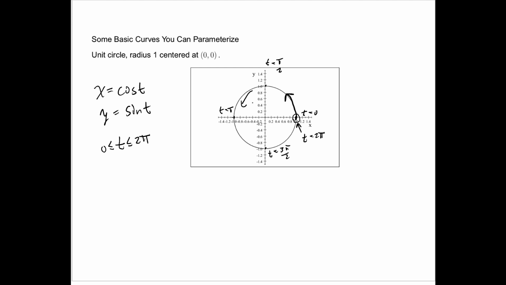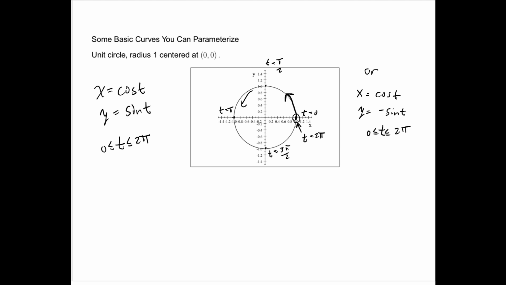Now we could parameterize the curve differently and run in the clockwise direction by giving it a different parameterization. Let's say we had x equals cosine t and y equals minus sine t. Again, we'll have t going from 0 to 2 pi. Again, when t equals 0, we're right here at this point, the same beginning point.